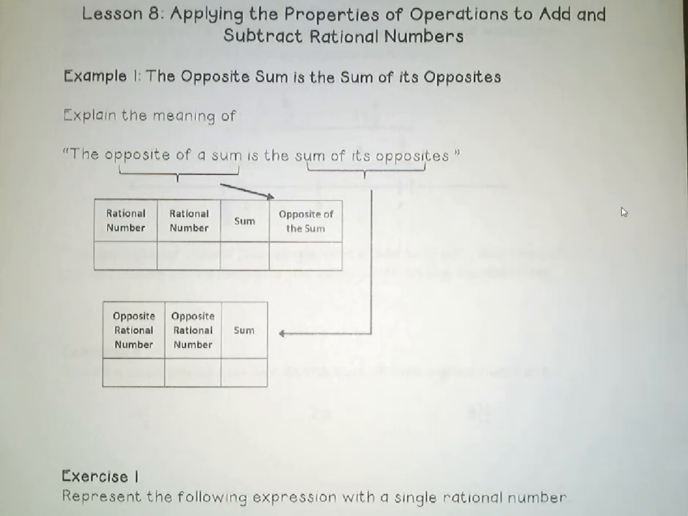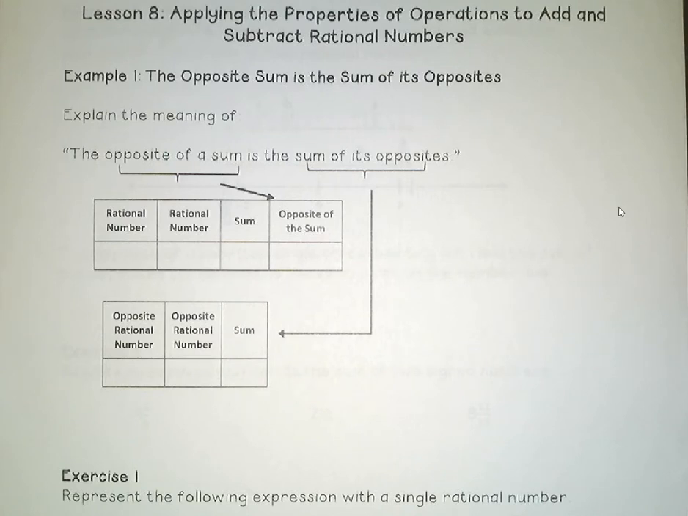Lopez. We are working on lesson 8 in module 2 today, applying the properties of operations to add and subtract rational numbers. And this is grade 7. So we are still working on adding and subtracting rational numbers, but now we are trying to apply it on a different level from what we had before.